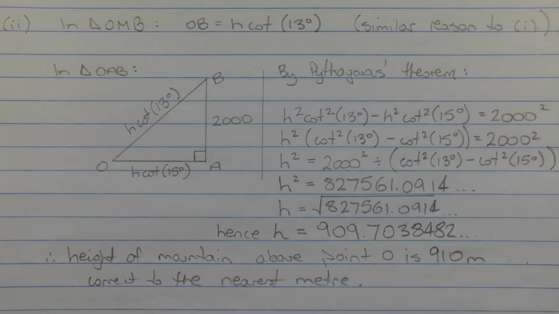And we get h squared is equal to 827,561.0914 and so on. Taking the square root of both sides, we get h is equal to the square root of 827,561.0914, which evaluates to 909.7038482 and so on. And rounding that correct to the nearest meter, that's 910 meters. Therefore, the height of the mountain above point O is 910 meters, correct to the nearest meter.